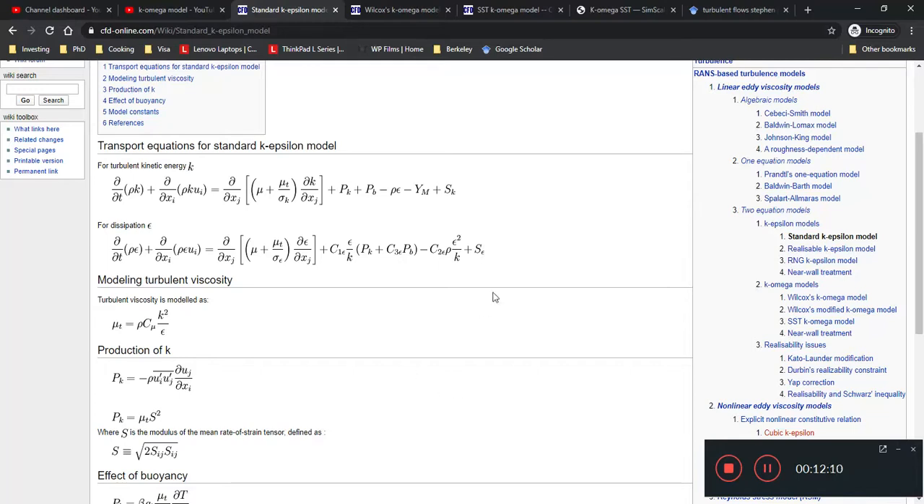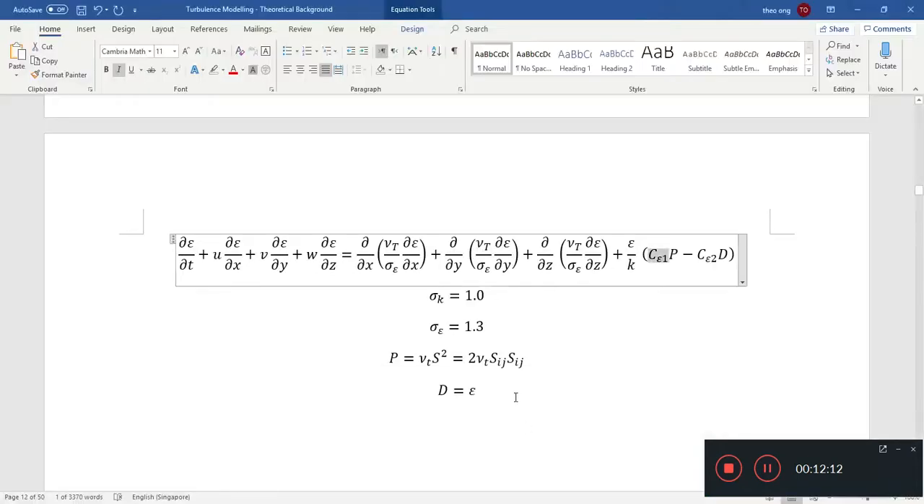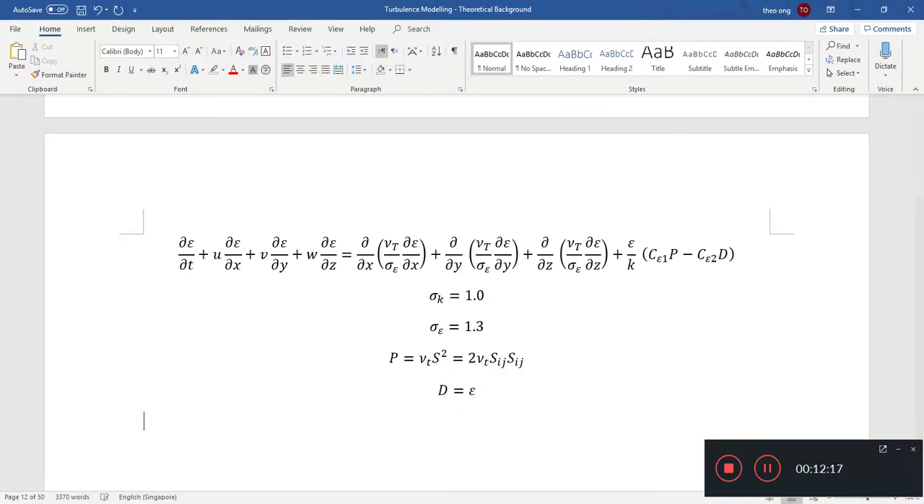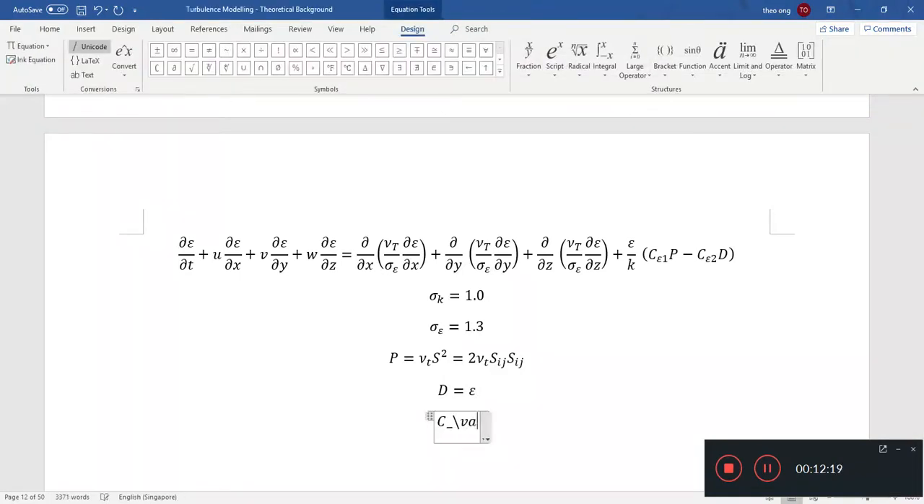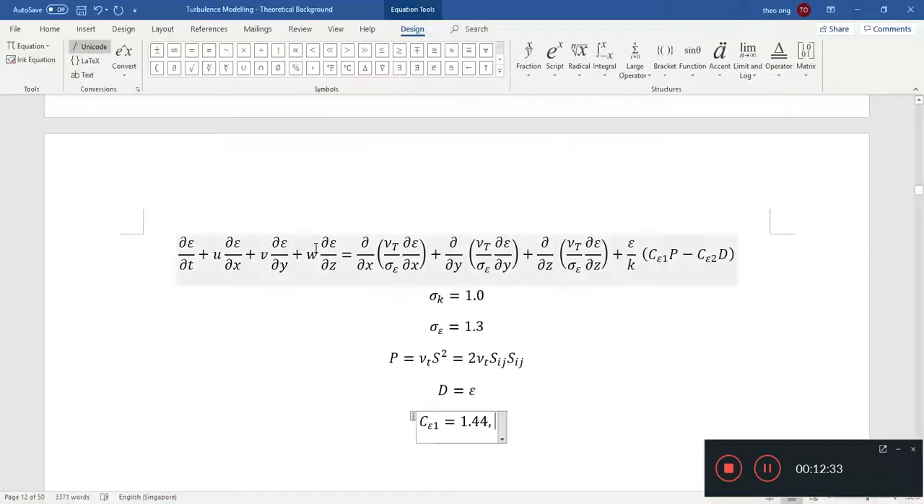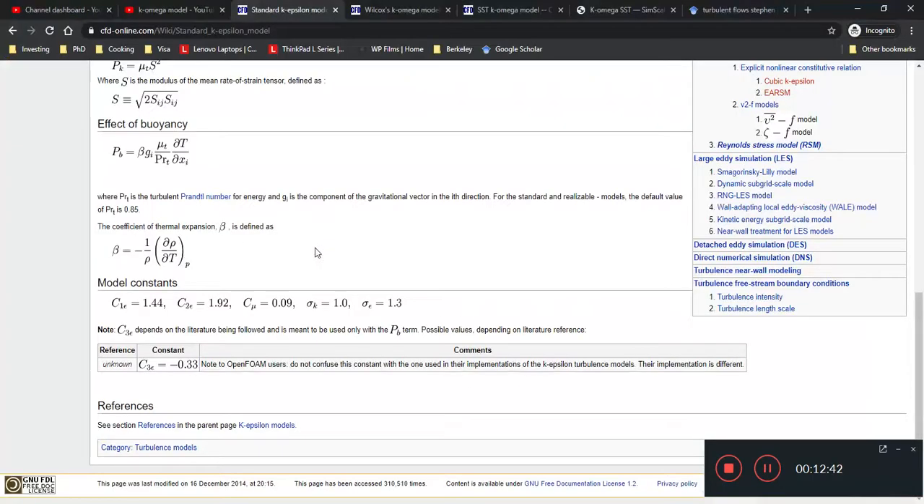It's just a revision, not going to do too much. So in the standard model, C epsilon 1 equals 1.44, and C epsilon 2 equals 1.92.